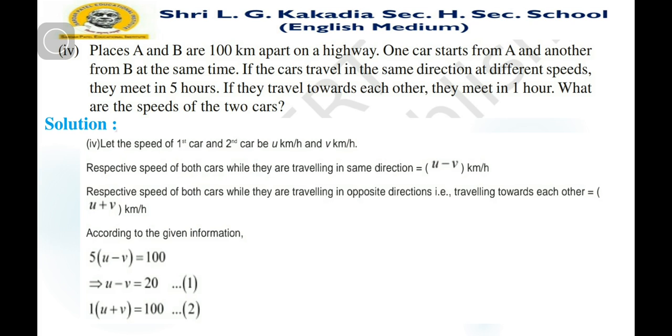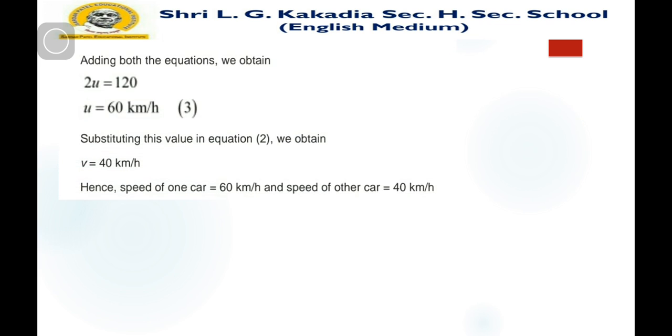Now we solve this example. Adding both equations, we get 2u is equal to 120, then u is equal to 60 kilometers per hour. Substituting this value in equation number 2, we obtain v is equal to 40 kilometers per hour. So the speed of one car is 60 kilometers per hour and the speed of the other car is 40 kilometers per hour. In this way you can find any solution.